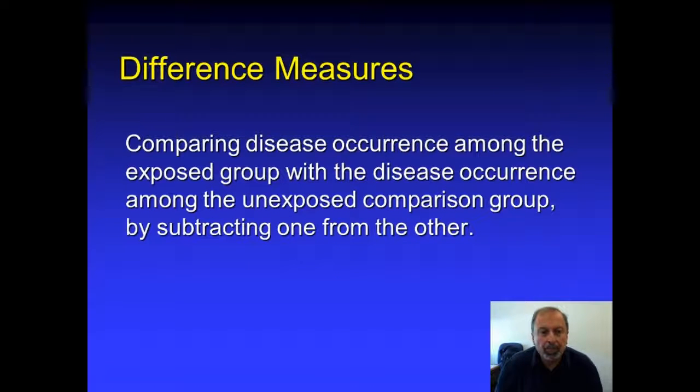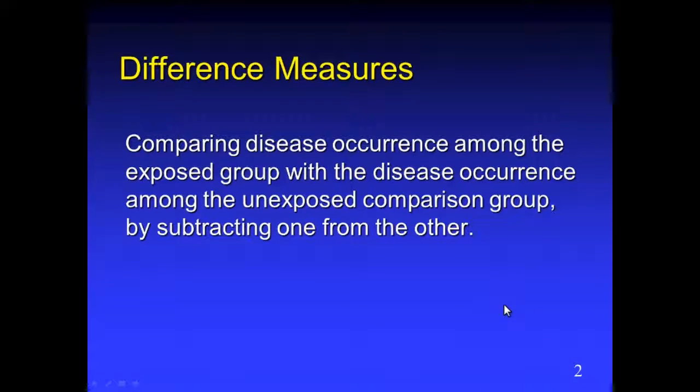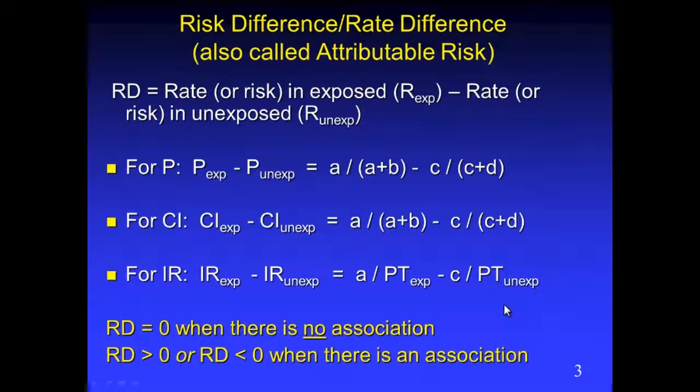So difference measures usually involve subtracting the disease rate among the unexposed group from the disease rate among the exposed group. And the calculation is very straightforward, provided you have a measure of prevalence or cumulative incidence or incidence rate in both exposed and unexposed groups. Then you simply subtract one from the other, and then you look to see what the difference is.